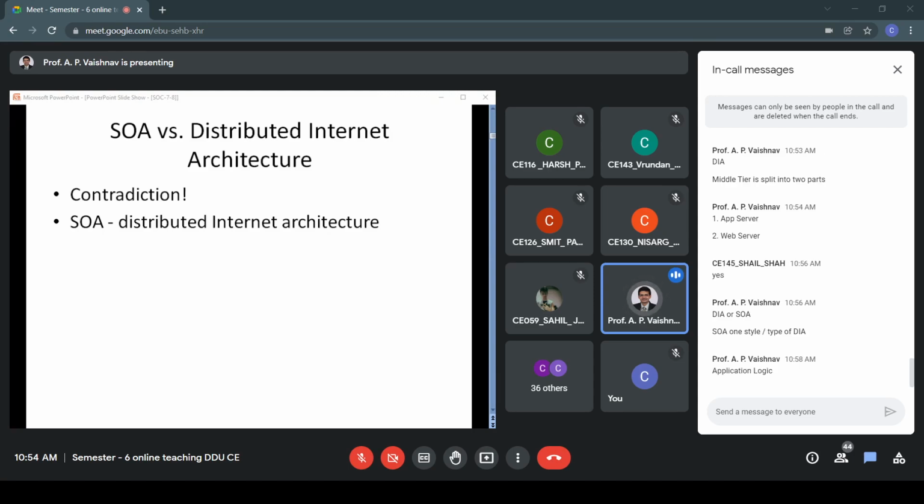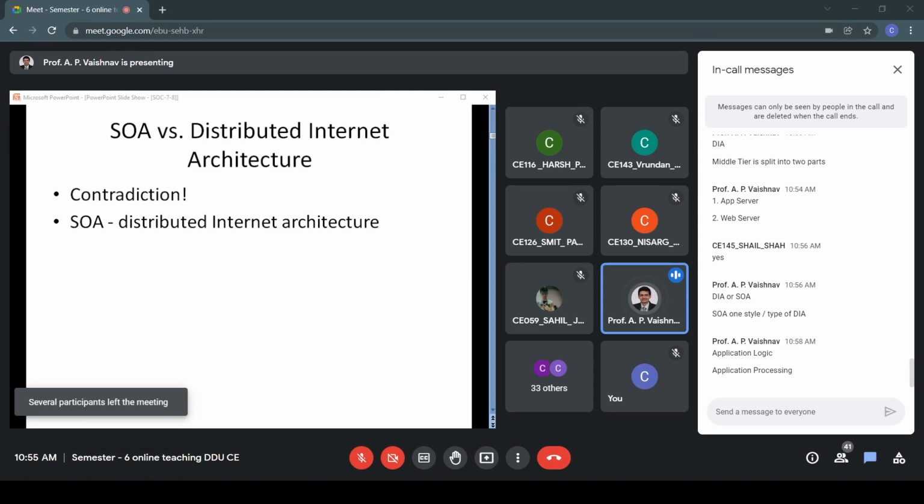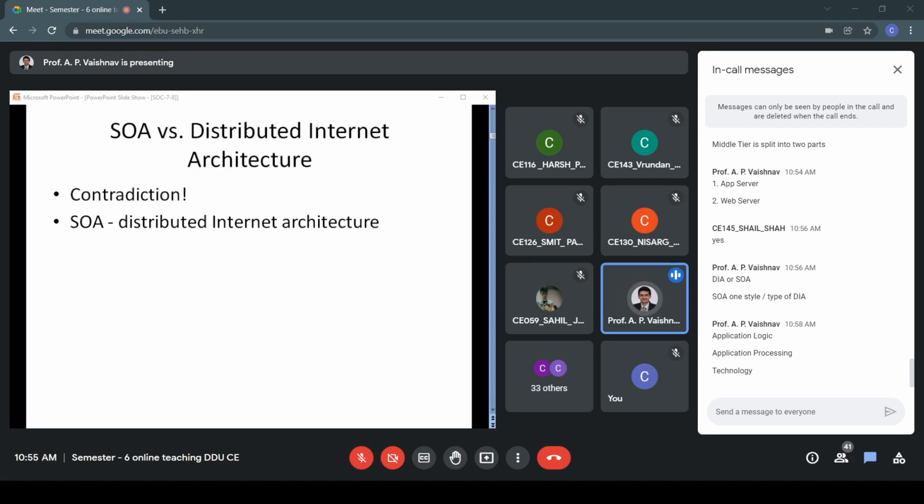So how the logic is divided in your application and what kind of communication you are supporting in the application, right? The second criteria for comparison is application processing. So how your applications execute in SOA or in DIA. The third will be comparing with the technology. So what kind of technology you are using in service-oriented architecture and what kind of technology you are using in distributed architecture, right?